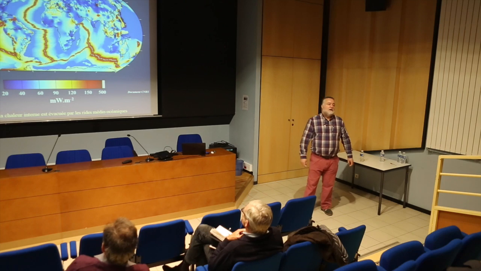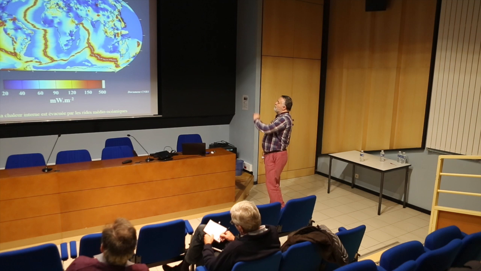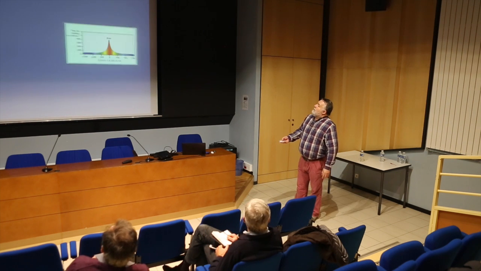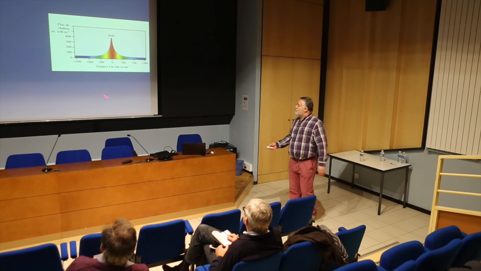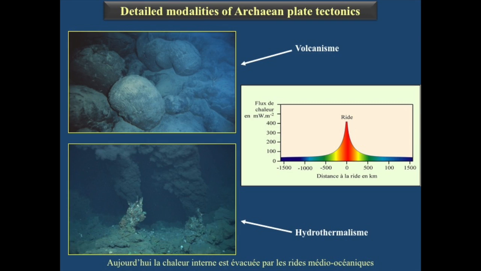If we now look at the place where internal heat is evacuated today, it is evacuated in the ridge system. You can see here the heat flux at the surface of the Earth. So we see that in the middle of the plate, the heat flux is very low, but in the oceanic ridge, due to the convection, we have a very high heat flux. So most of the internal heat is evacuated in the ridge system. Here is the ridge, and of course, the flux decreases very rapidly when we go far from the ridge.